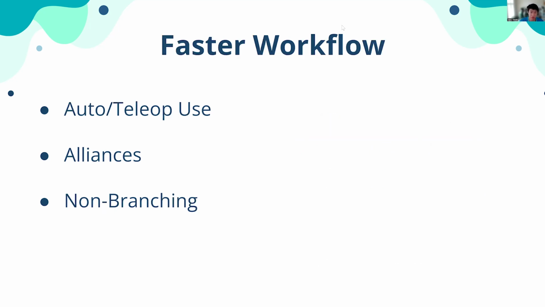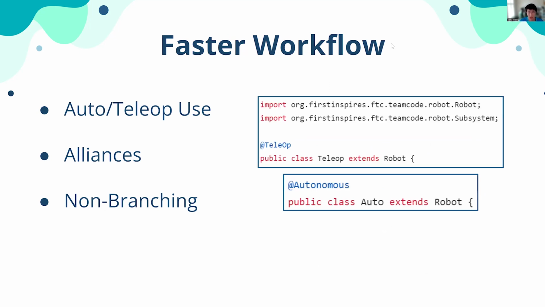Aside from classes, there are several other ways to improve your software workflow, such as using classes or importing those classes both in your teleop and auto. So let's say that there's a subsystem on your robot, such as your hang, which works similarly in teleop as it does in auto. You can extend or import that class both in your teleop and auto, and that allows you to reuse that code with the same functionality without needing to program it both times.